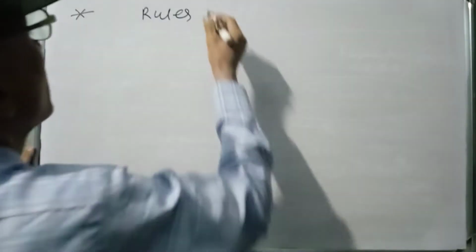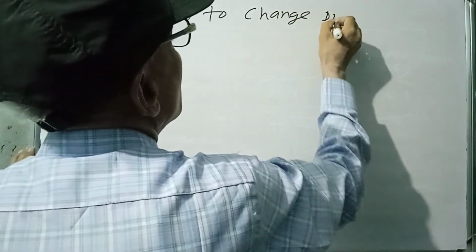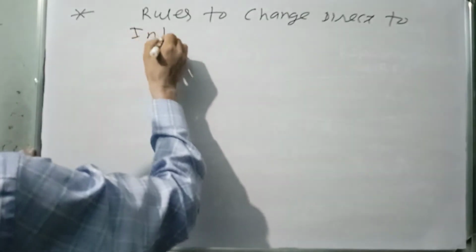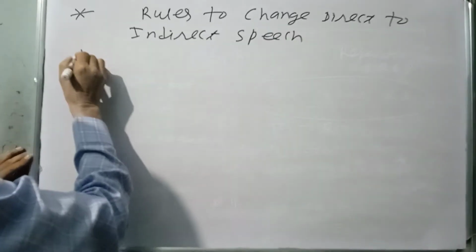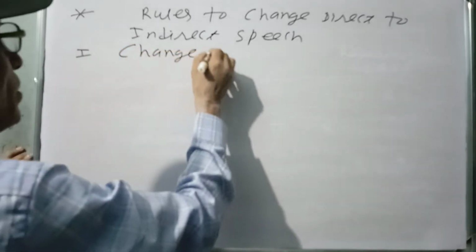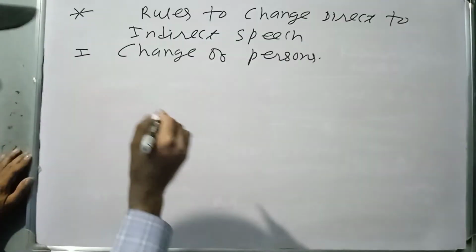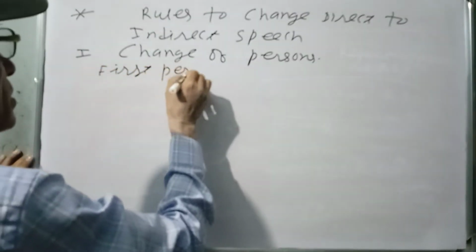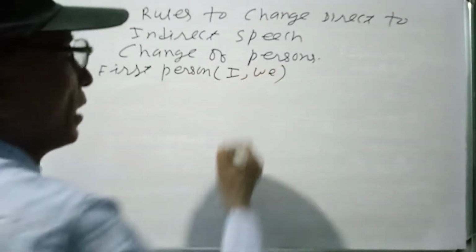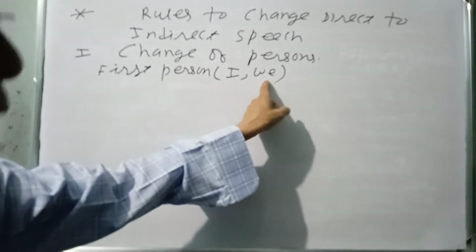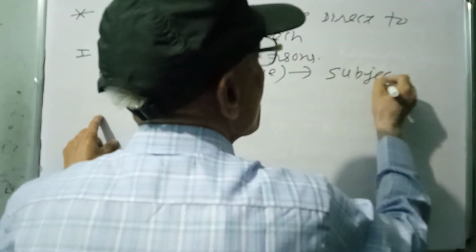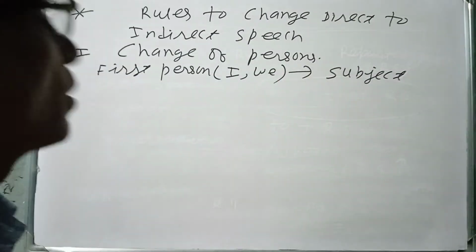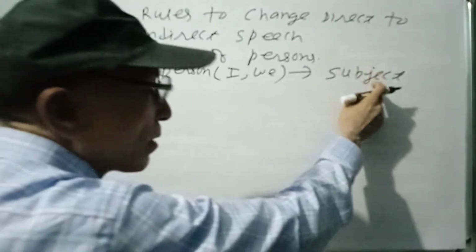There are some rules, either general or smart, to change direct to indirect speech. The first rule is change of person. If there is a first person, how do you know it? I and we: I, me, my, mine, we, us, our, ours, etc. You have to change the first person according to the subject. See the subject. What is the subject? First person, I, we, you have to change according to the subject.